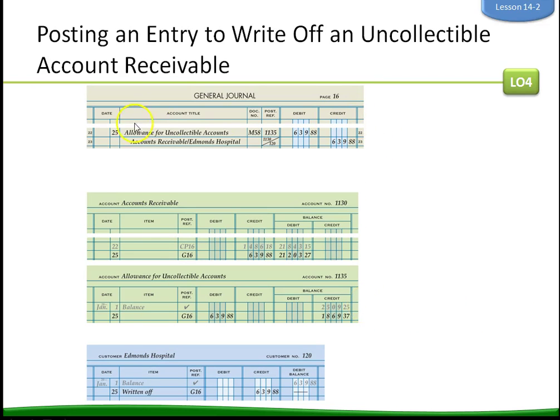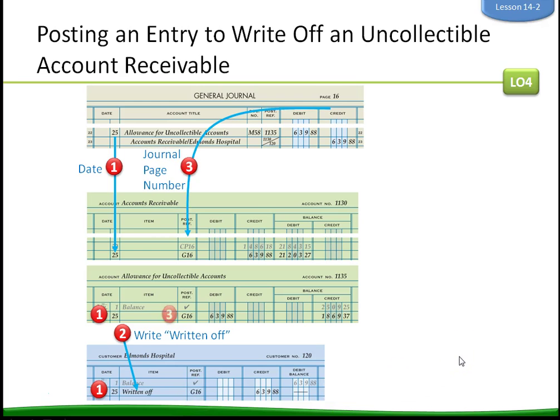Lots of paperwork still, so this is the one we just did. Notice how we've put numbers in that diagonal line. So transfer the date down to the accounts receivable, the allowance for uncollectible accounts, and Edmonds Hospital. So we're transferring our general journal information into 3 separate charts. Where we write written off for Edmonds Hospital, and we've got general journal page 16 right there. The general journal page number goes there, there, and there.